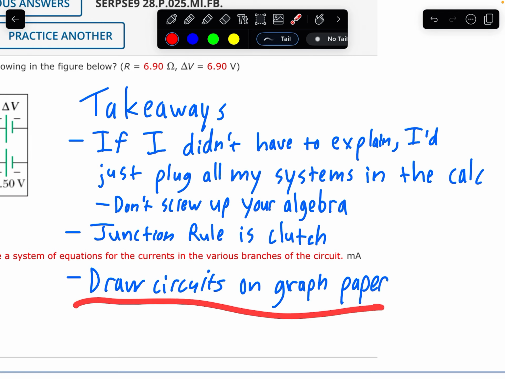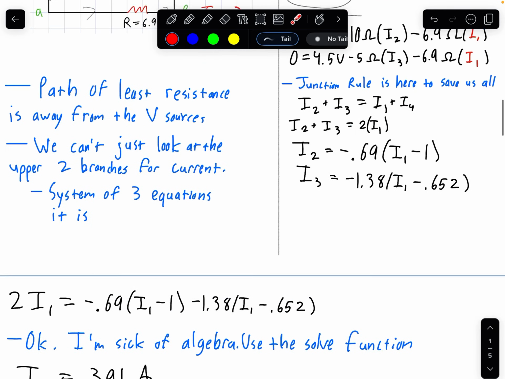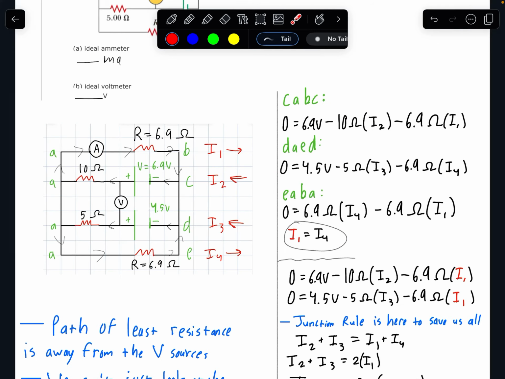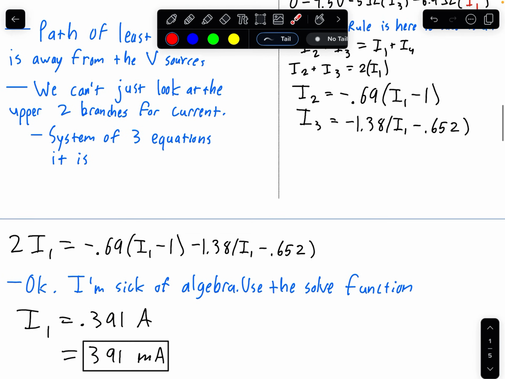You should also draw your circuits on graph paper because it looks nice. And maybe you should think of that before you start the problem, because then before you have to record, you have to go back and redraw the circuit, but it's neither here nor there.